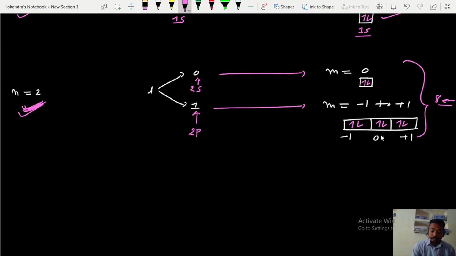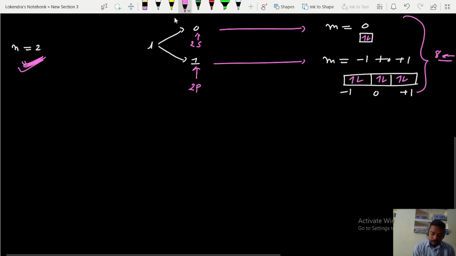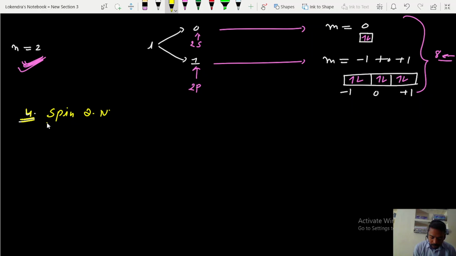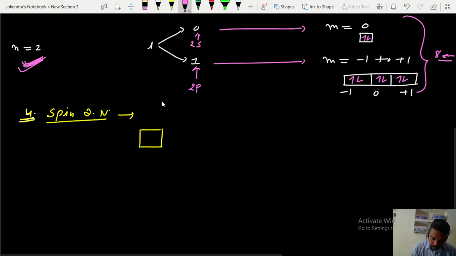And the last quantum number we have is the spin quantum number. We have the fourth quantum number, which is the spin quantum number. What is the spin quantum number? It tells about the rotation of an electron in an orbital. So here I have already drawn some electrons like that.